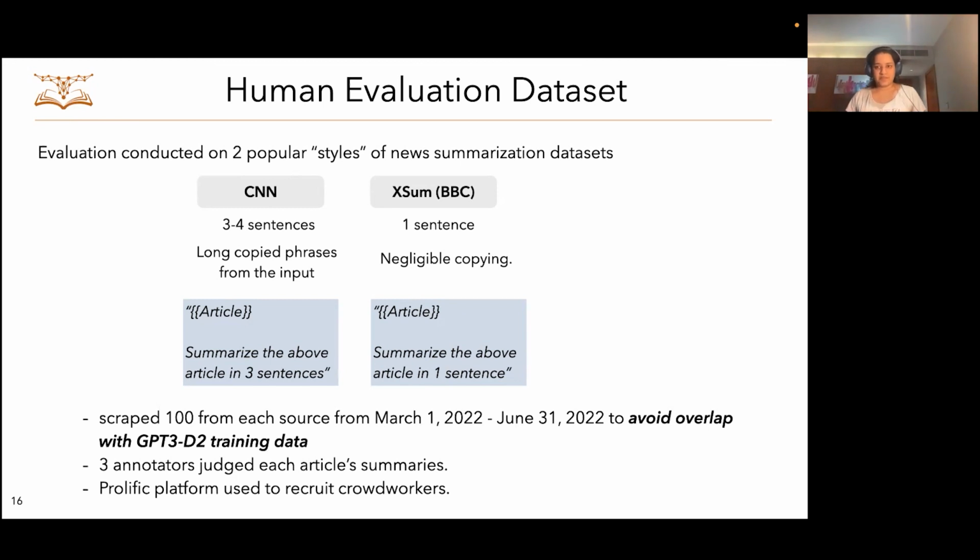A little more detail about the dataset we evaluated over. We scraped around 100 articles from each of these two sources from March to June 2022. This was done to avoid overlap with GPT-3's training data. If we had used the existing CNN or XSum benchmarks, because these were collected around 2016, 2017, we were pretty sure that GPT-3 must have seen those articles in its training. In addition to that, we asked 3 annotators to judge each article's summaries, and we used the Prolific platform to recruit these crowd workers.